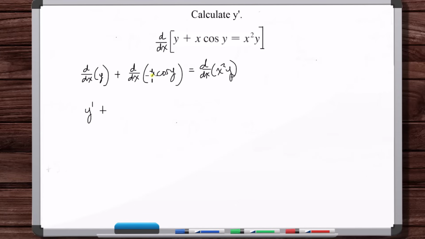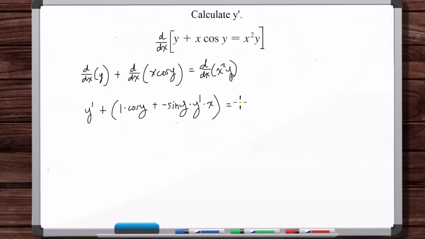Here we've got one function of x times another function of x. Cosine of y is a function of x because y is y of x. So let's use the product rule. The derivative of the first is 1 times the second plus the derivative of the second. What is the derivative of cosine y? We need to use the chain rule. The derivative of the cosine of something is minus sine of something times the derivative of that something, y prime, times the first.